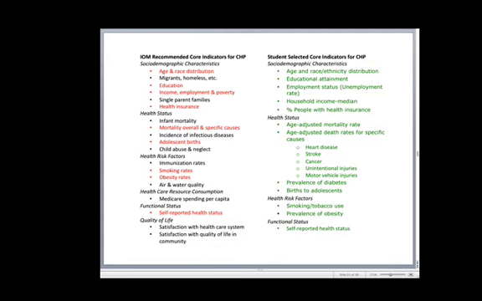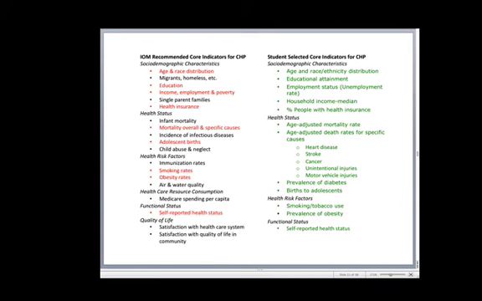Under health status, for the mortality area, they selected age-adjusted mortality rate and age-adjusted death rates for specific causes, and in particular they selected heart disease, stroke, cancer, unintentional injuries, and motor vehicle injuries as their specific causes of interest. They also selected the prevalence of diabetes and births to adolescence as specific indicators.